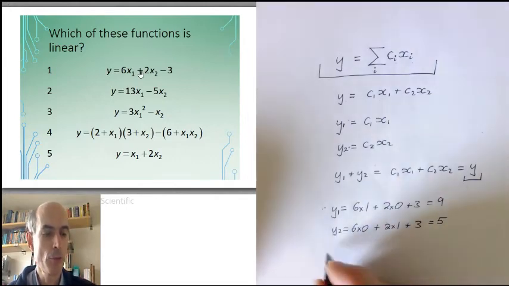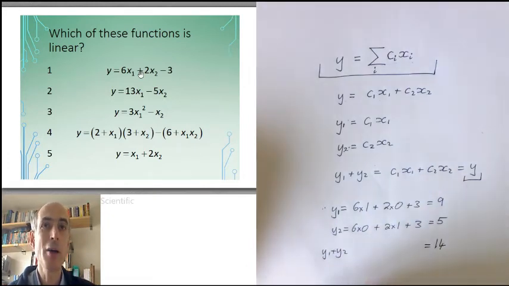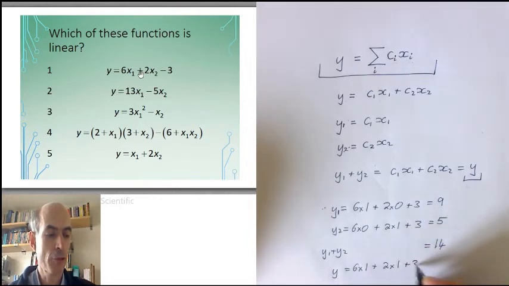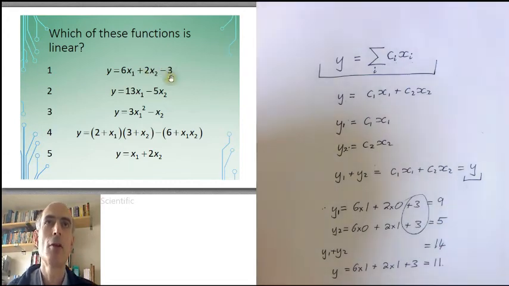Add up these two, and I would get 14. But the output when x1 is 1 and x2 is 1 would be 6 times 1 plus 2 times 1 plus 3, and that's 11. Doesn't work because we've got this constant term here, 3. Not linear. This one, however, is linear because we can write it in this format here. Superposition works. This one, not linear because we've got x1 squared.